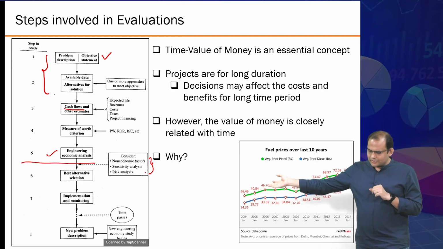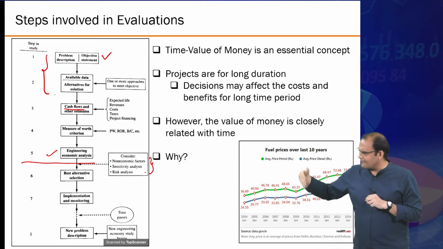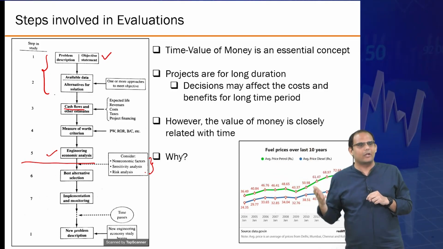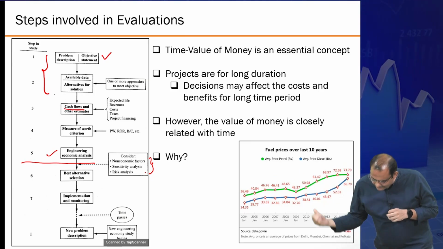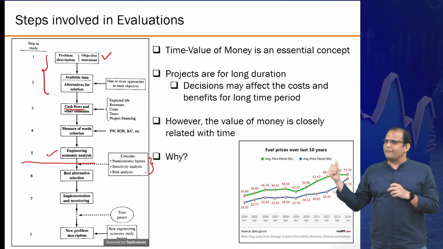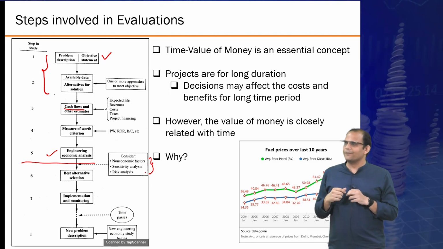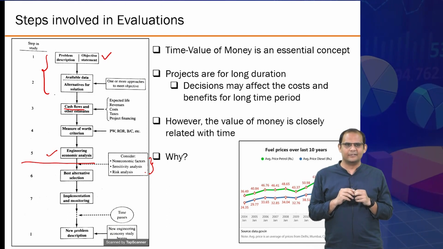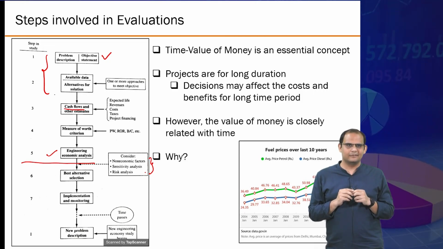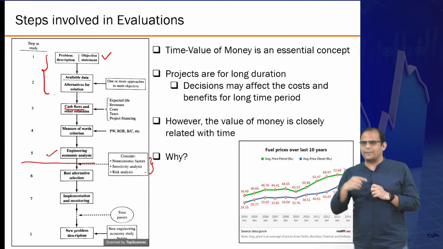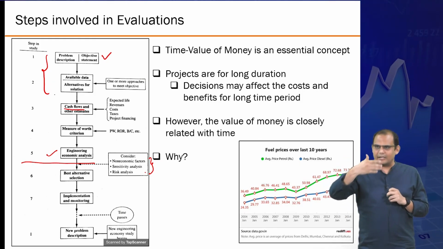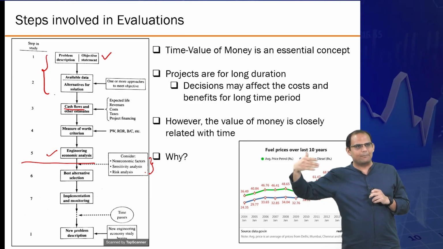So many factors can affect the overall inflation or the value of money. One of the factors that I have given here is the fuel price. How does fuel price affect your value of money? Any idea? Yeah, so in terms of logistics and transportation, the cost increases. Correspondingly, every raw material gets more and more expensive.